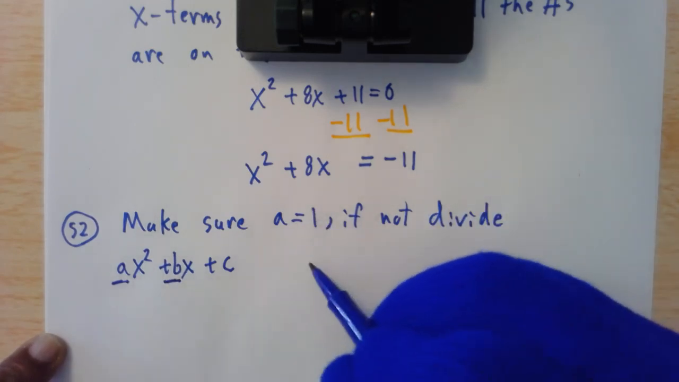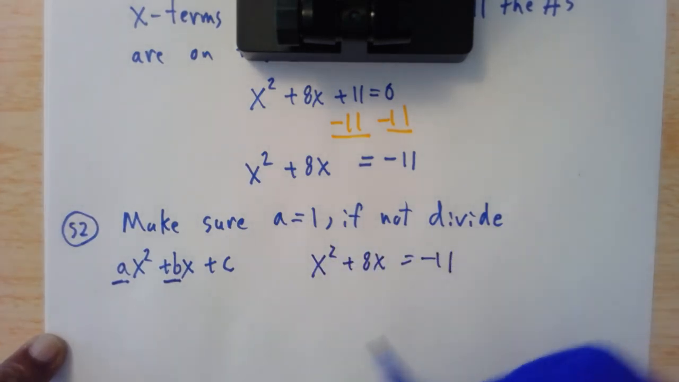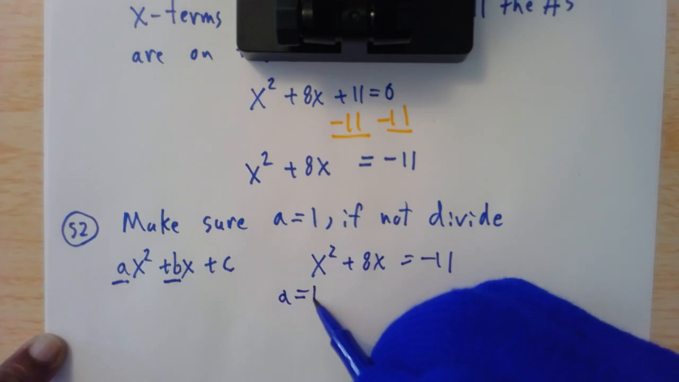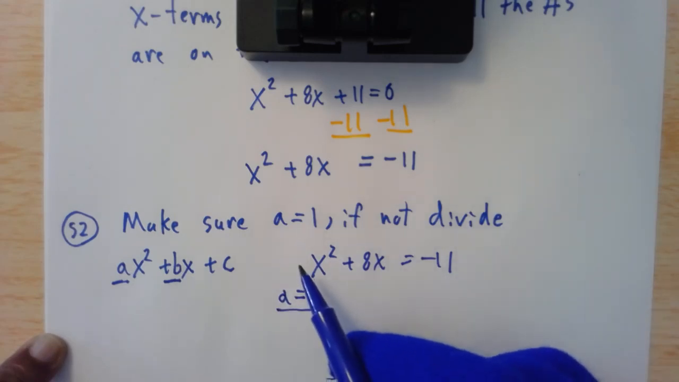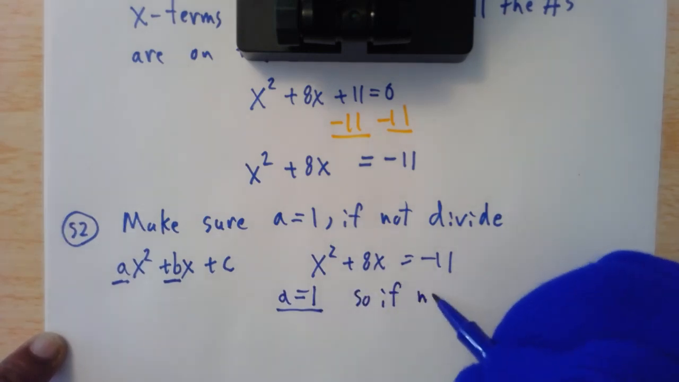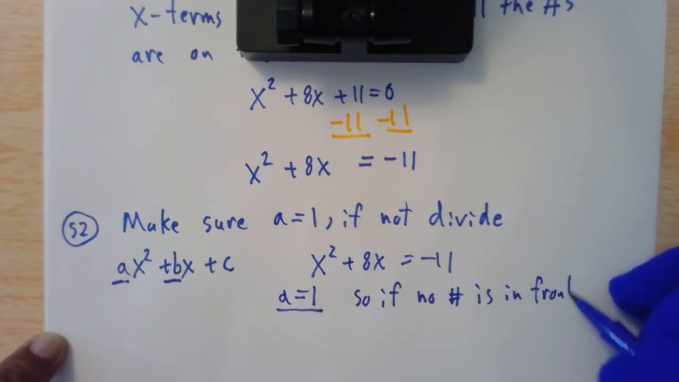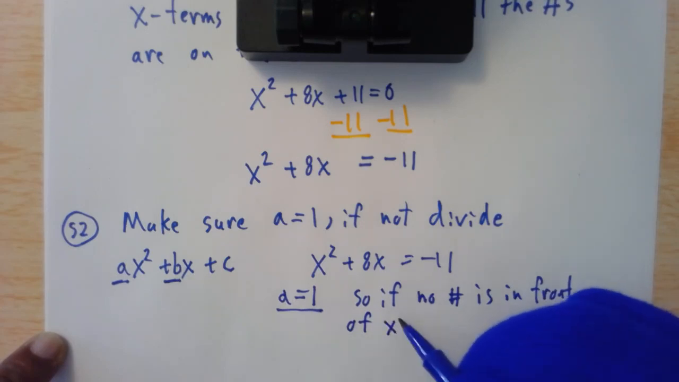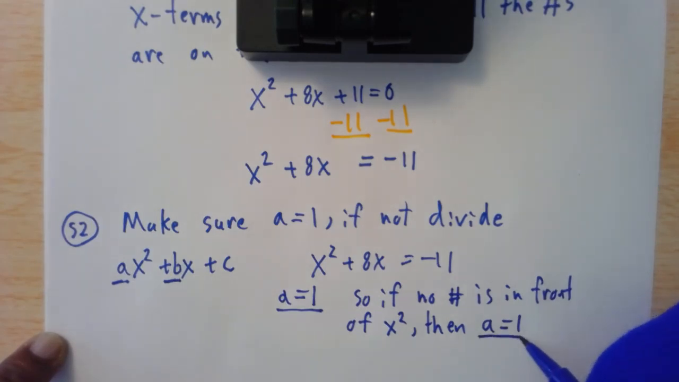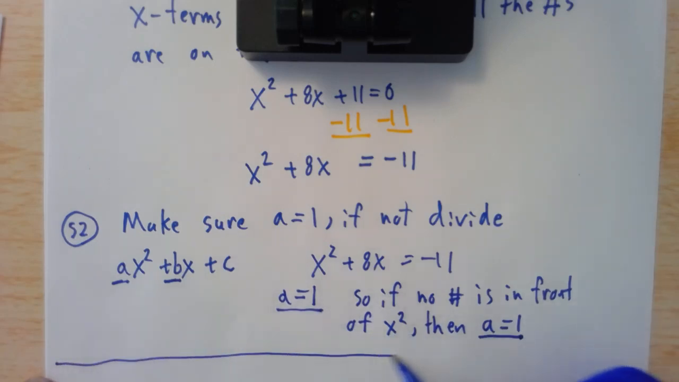So if I have x squared plus 8x equals to negative 11, I'm looking for a in front of x squared. When there's no number there, that automatically means a is equal to 1. So if no numbers in front of x squared, that means a is equal to 1. Let's write that to make sure we have it. So if no number is in front of x squared, then a equals to 1. And this is at all times. Cool. So we're actually done with step 2. Why? Because a is actually equal to 1. So there's nothing that we have to do for that.